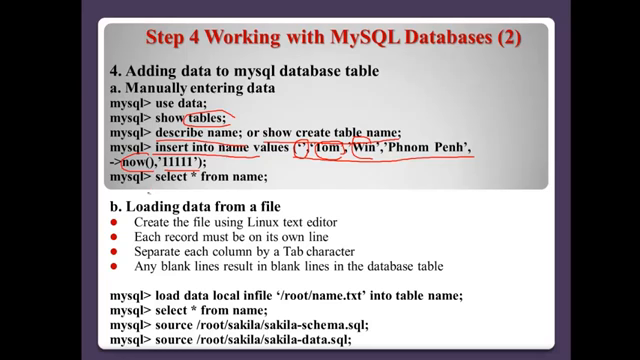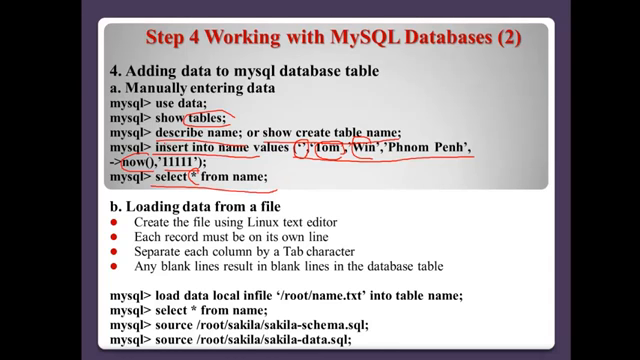And after that, if we want to check whether this data was inserted successfully or not, we can use this command, select star from name. Here star means all columns. Number B, loading data from a file. There are 2 kinds of types to insert data into the database.